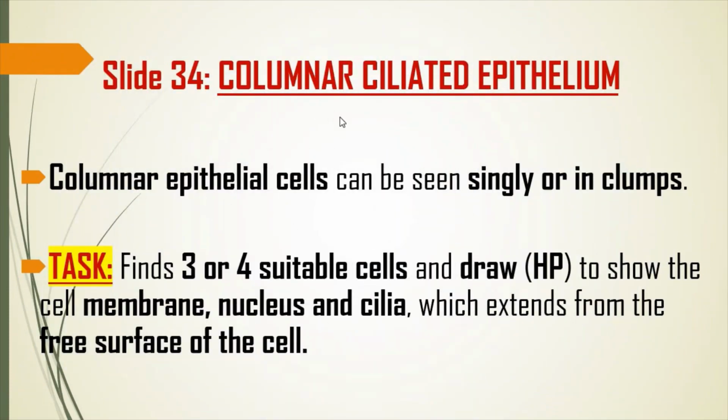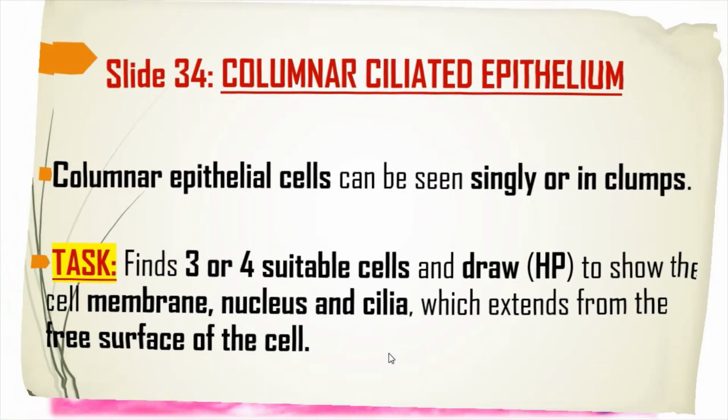Okay, so our last one, let's look at columnar ciliated epithelia. Columnar epithelia mostly is found in the GIT cavity, and it's also found in the respiratory cavity. Mostly in the respiratory cavity, it is pseudostratified. In this slide, the task is to draw 3 or 4 suitable cells, and you draw them at high power to show the cell membrane, the nucleus, and the cilia, which extends from the free surface of the cell. Let's look at the slide.